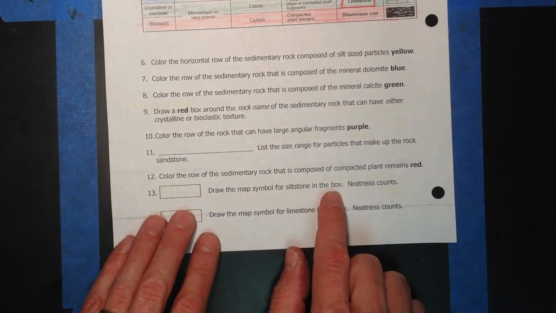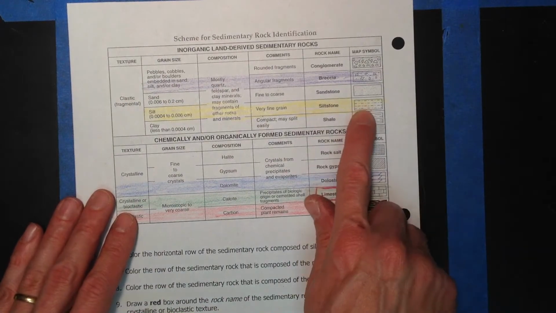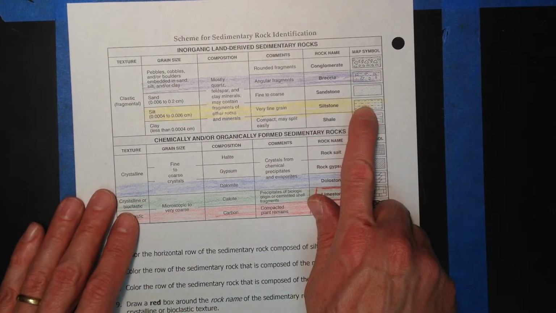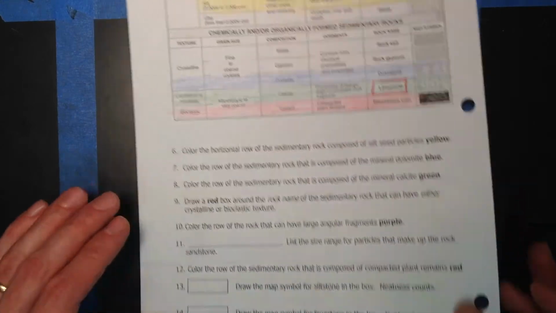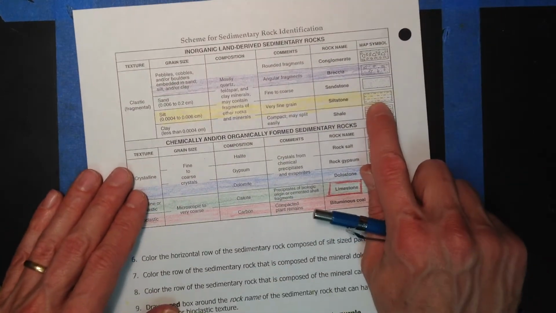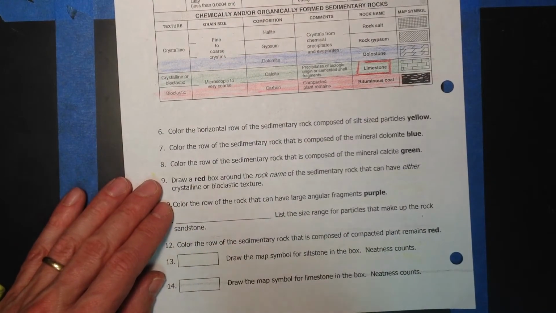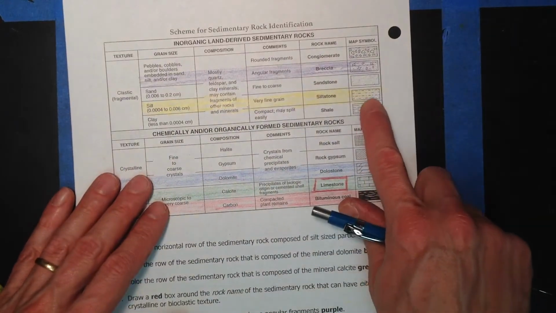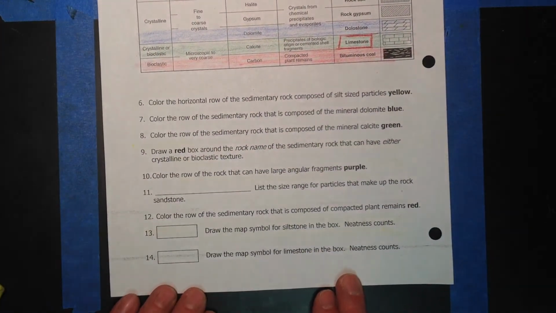13. Draw the map symbol for siltstone in the box. Neatness counts. Map symbols are here. Siltstone is like a line, a dot, a line, a dot, alternating. To save time, I'm not going to do it, but that's what you want to draw in there. Neat. Key. Because, for instance, shale looks similar, but without the dot. And that is the symbol that geologists use for it.